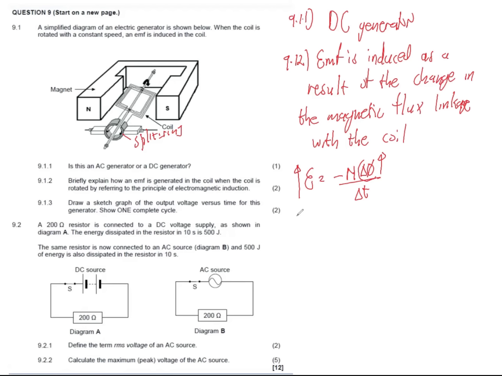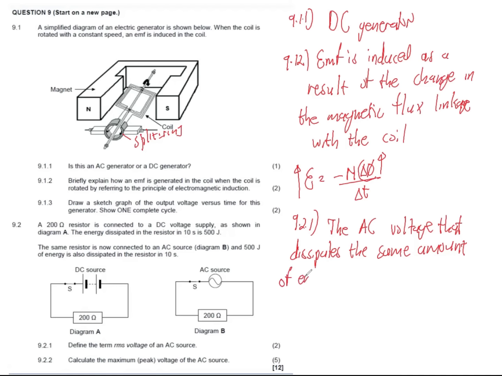Okay, for 9.2.1, it says define the term RMS voltage of an AC source. So we say this is the AC voltage that dissipates the same amount of energy as an equivalent DC voltage, right? So for 2 marks, that's how you are supposed to define that.